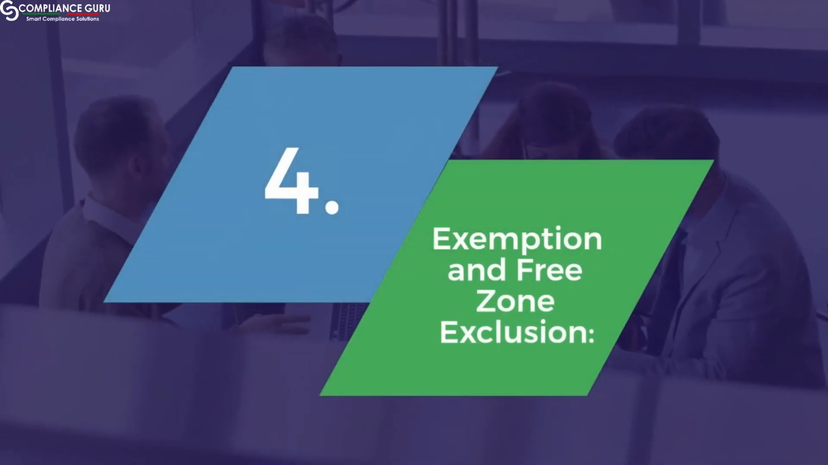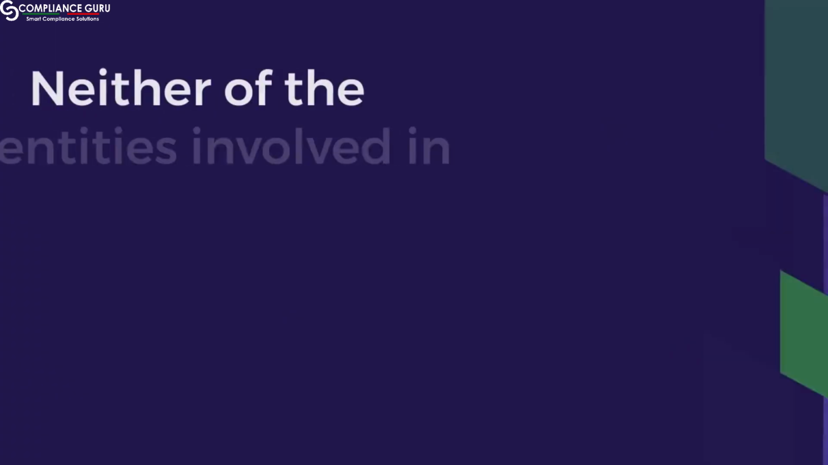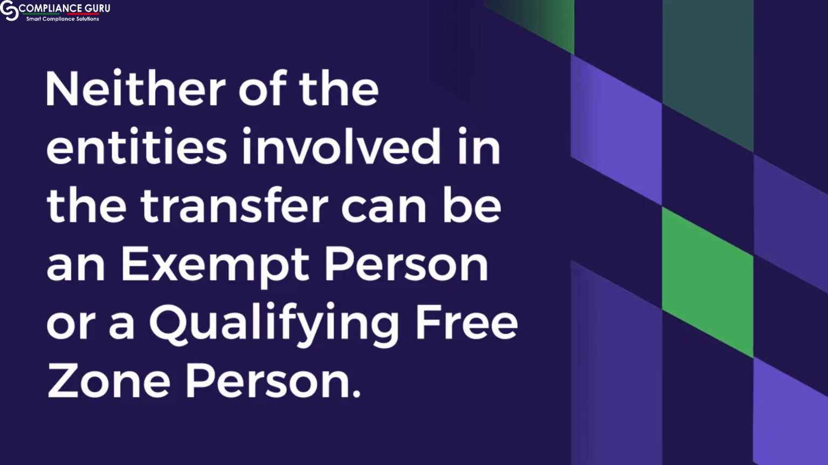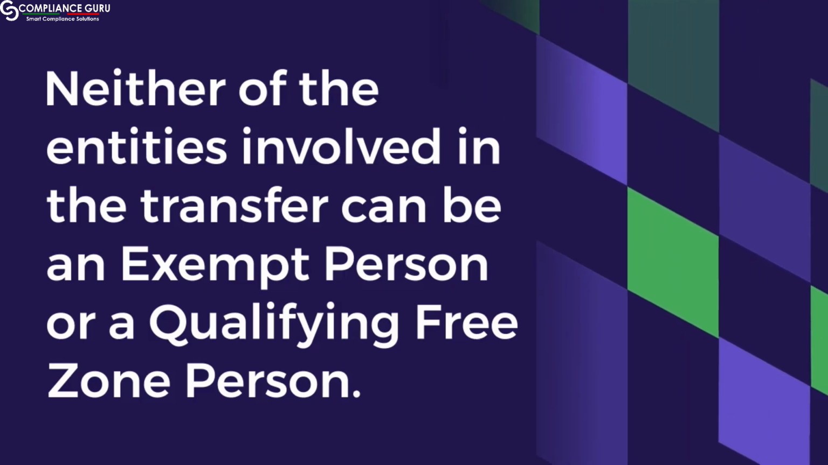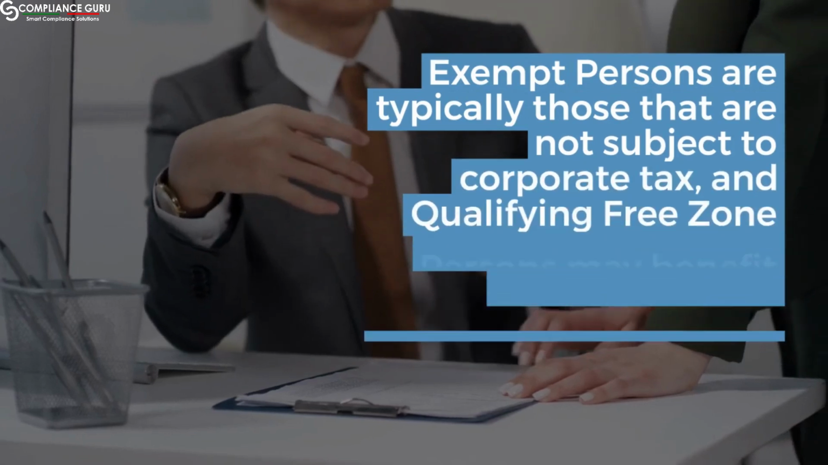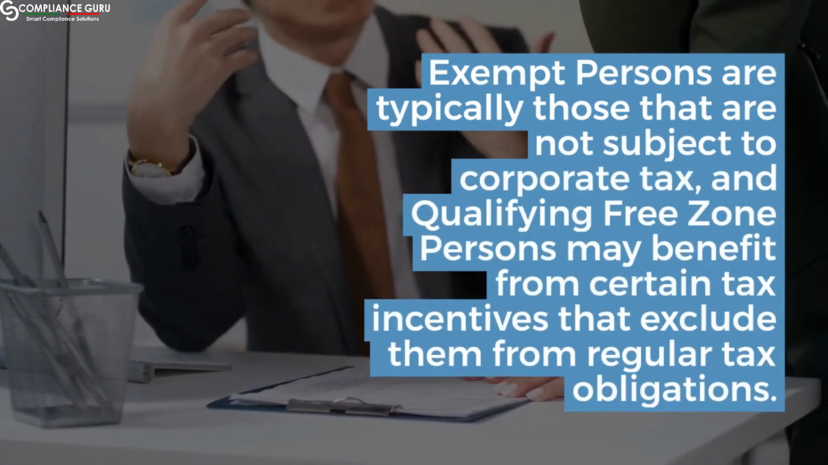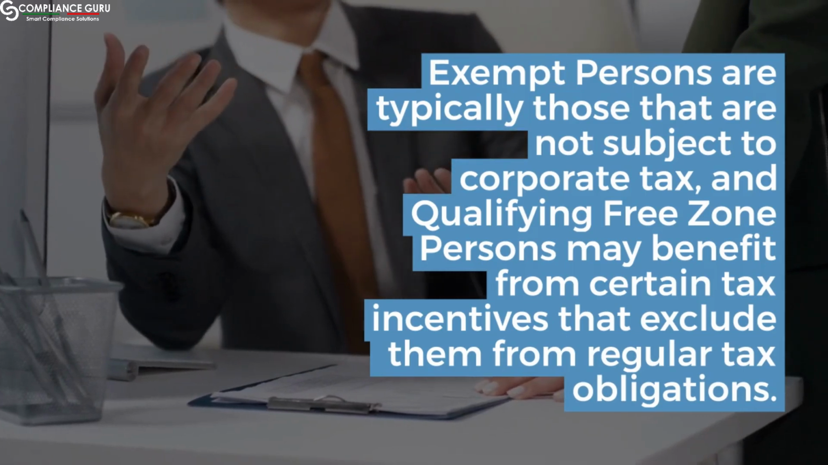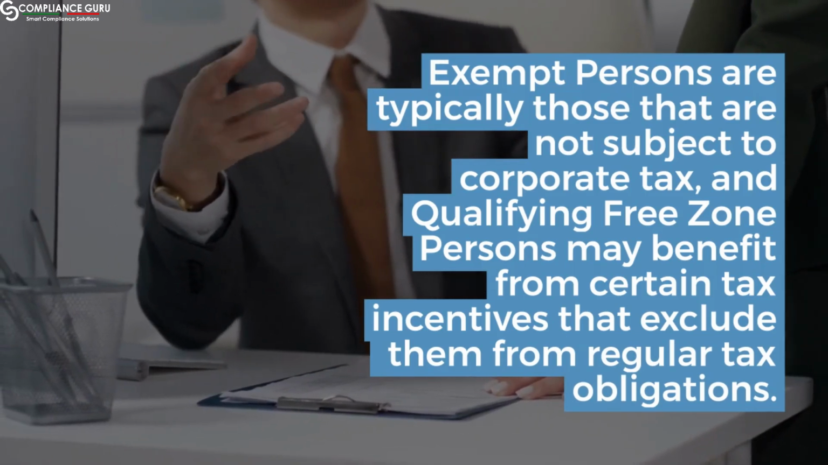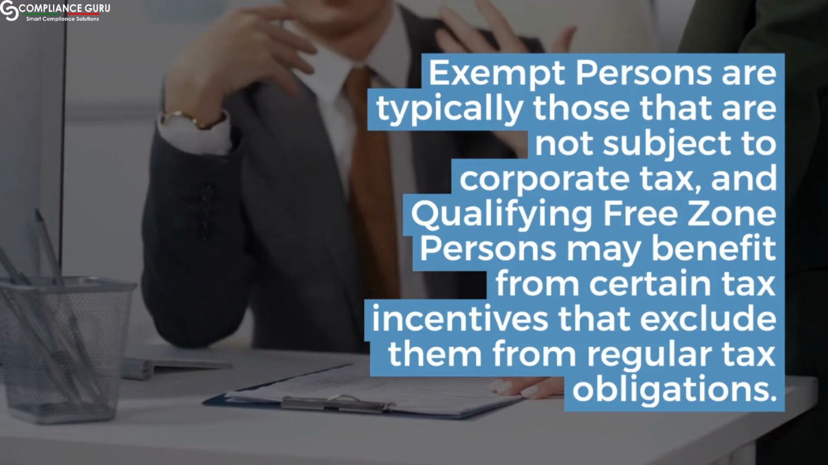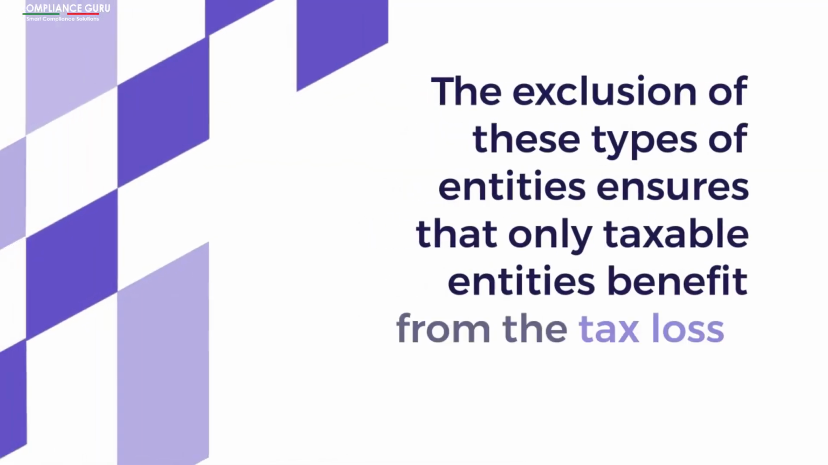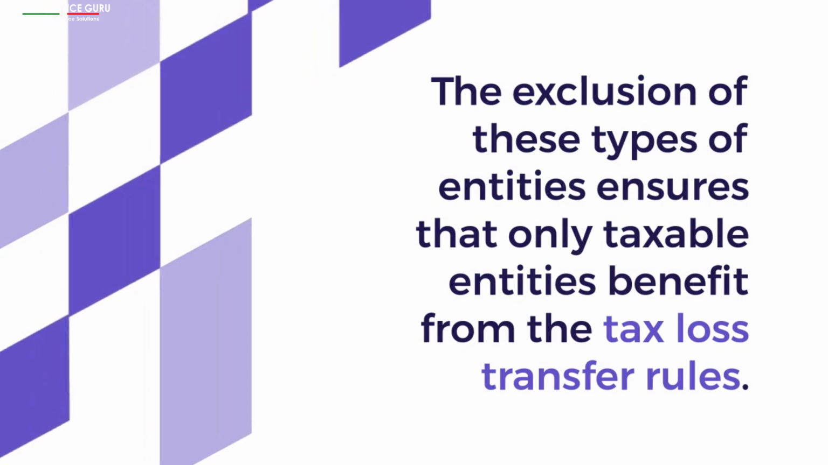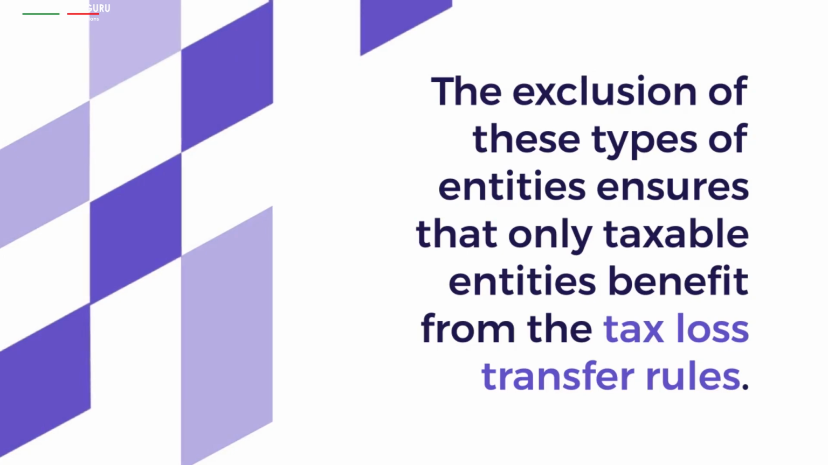4. Exemption and free zone exclusion. Neither of the entities involved in the transfer can be an exempt person or a qualifying free zone person. Exempt persons are typically those that are not subject to corporate tax, and qualifying free zone persons may benefit from certain tax incentives that exclude them from regular tax obligations. The exclusion of these types of entities ensures that only taxable entities benefit from the tax loss transfer rules.